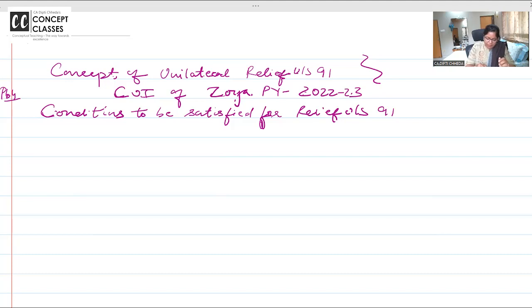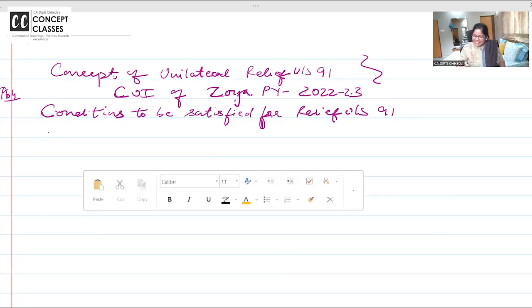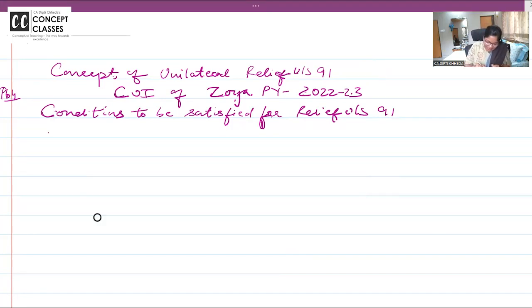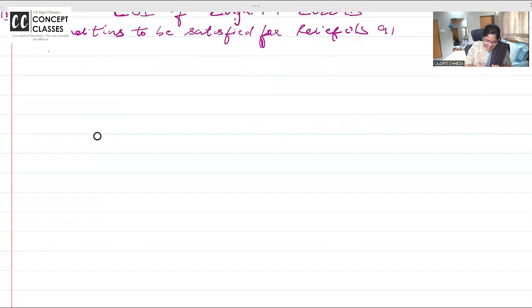I don't know why it is not working here. That's what I was worried about, that if I take the class here, I don't know what happens to my pen. It is not working. Chalo, write down the first conditions and dictate.